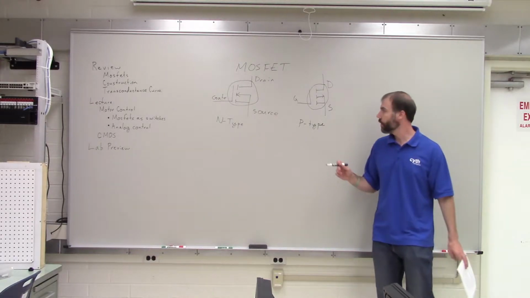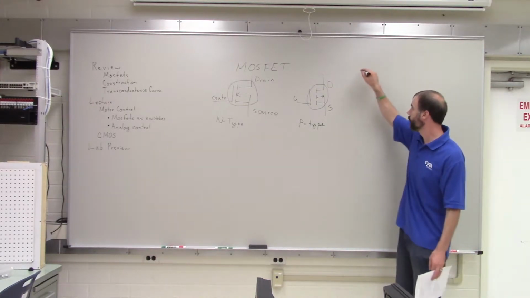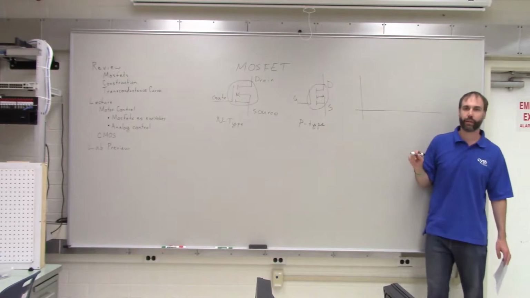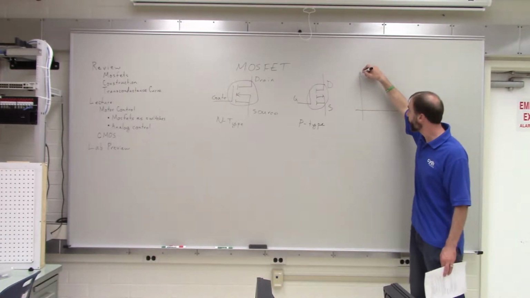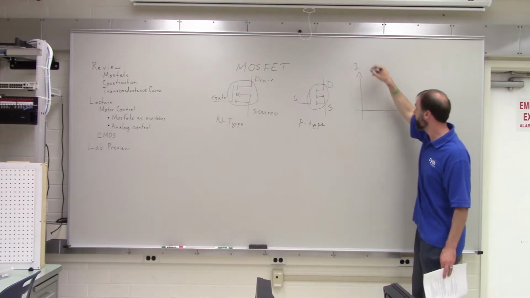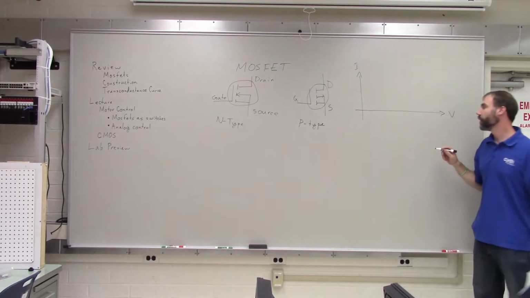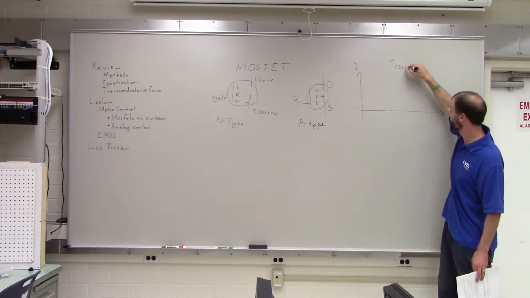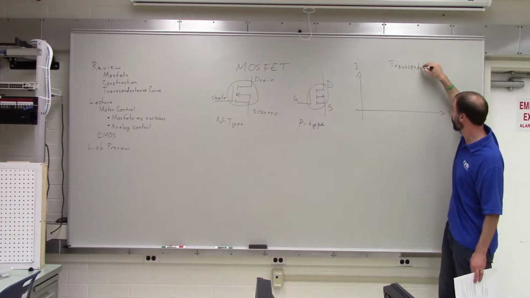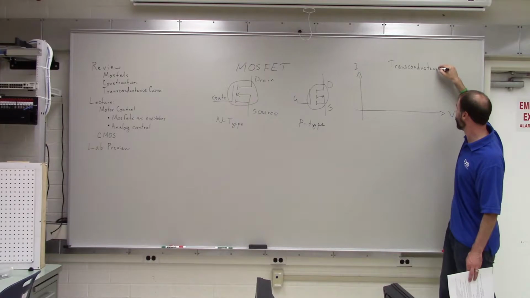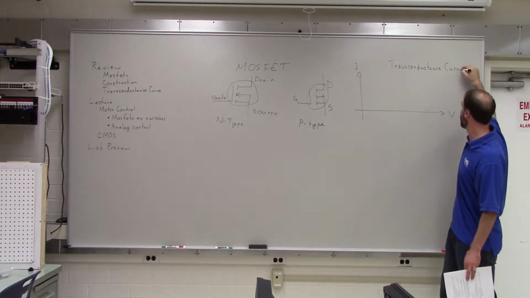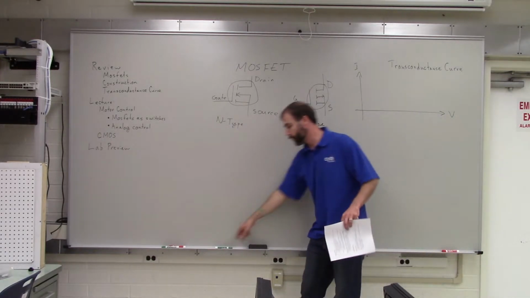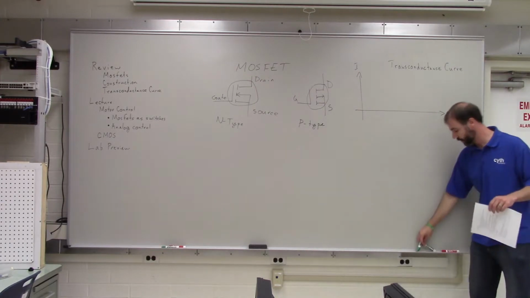And there was a transconductance curve that showed how the voltage affected the current. So if we looked at the current here versus the voltage, and we plotted this out, this was the transconductance curve. Now, when I drew this on the board last time, I didn't do it quite correctly. So let me point out a few things here.